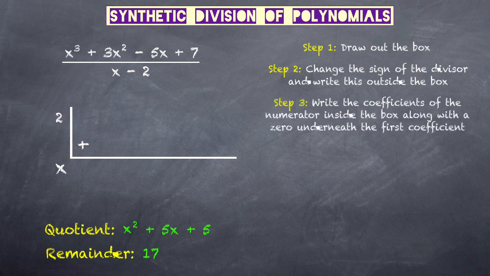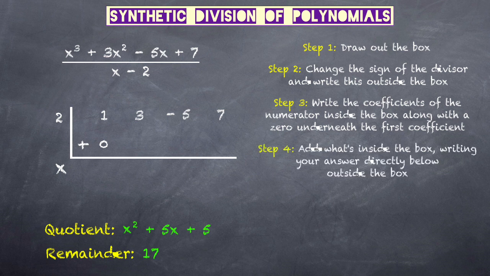Now, the third step is to write the coefficients of the numerator inside the box along with the 0 underneath the first coefficient. That is, we get the numbers in red and we write them down here. Then what we need to do is write a 0 right underneath the first coefficient, in this case being 1. Now, step 4 is to add the first coefficient with the 0, and you write your answer directly below underneath the box. Therefore, in this case, we've got 1 plus 0 is equal to 1, and we write our answer directly below.